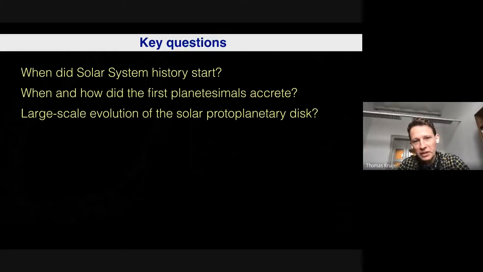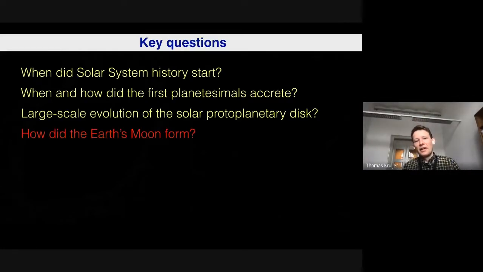And the last question, and I realize that there have already been some talks about this, but I would like to briefly provide my point of view of how the Earth's moon formed. And that's the end of the talk. I pointed this out in red to indicate that it's slightly different compared to the other topics.